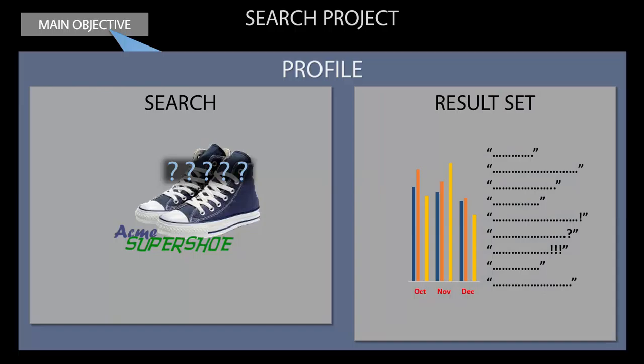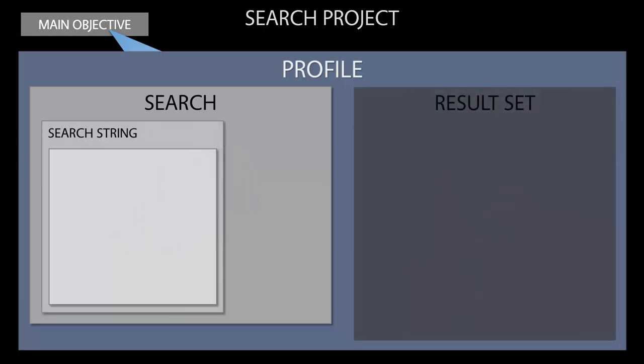A search is a specific request made for social media content containing specific words and is often filtered to exclude other words, return content published within a specific date range, in specific languages, etc. The result set is the collection of posts, tweets, articles, etc. that match the criteria in the search. Let's learn about the search first.